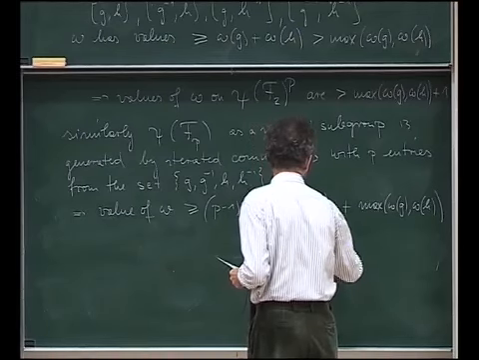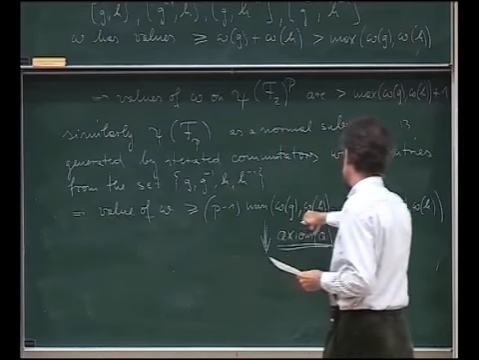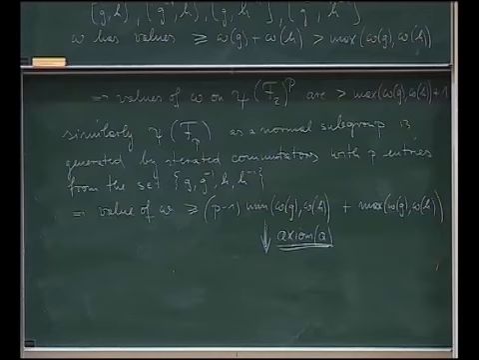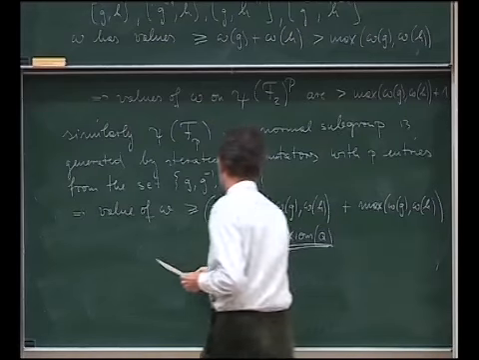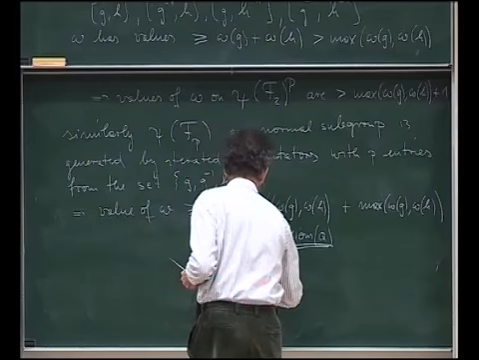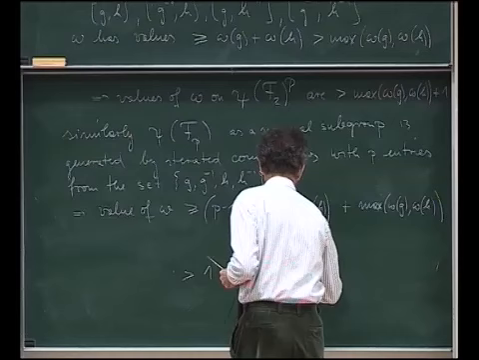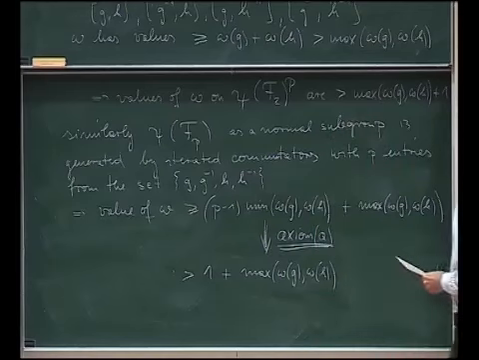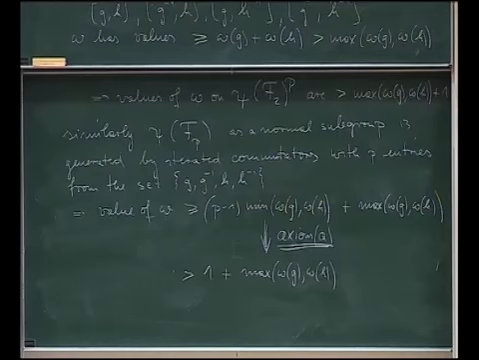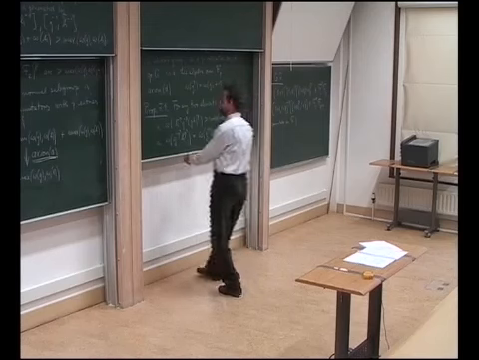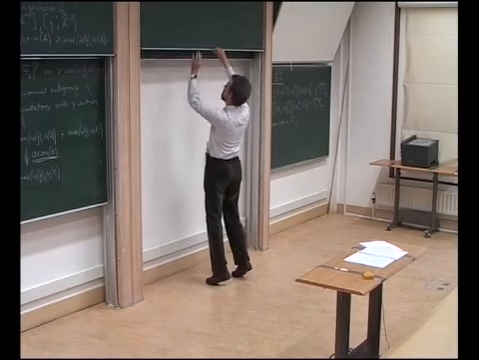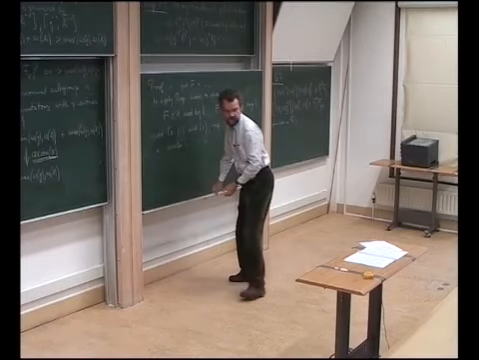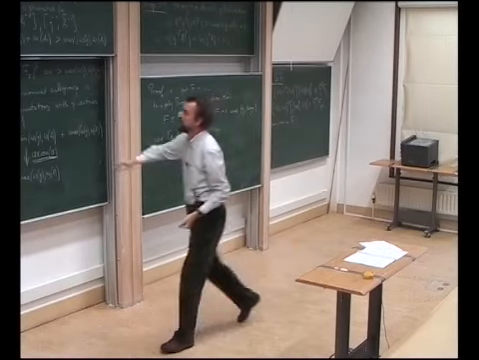But now you see, for the first time comes now the axiom A. Axiom A says that this is strictly bigger than 1 over p minus 1. So this is strictly bigger than 1 plus the maximum. Okay, so here we use for the first time the axiom A.